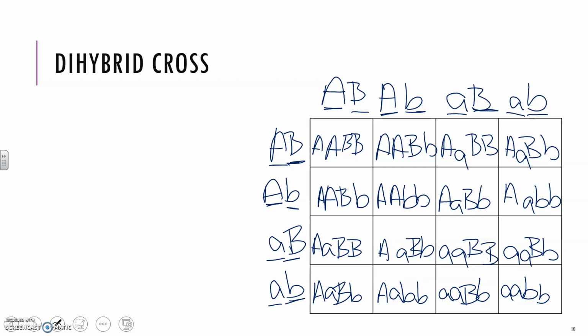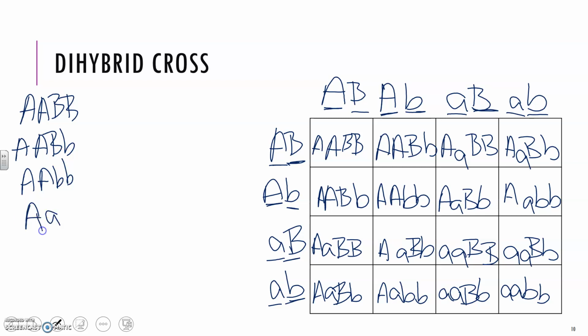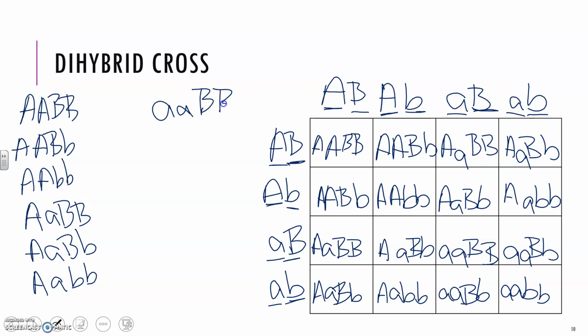Let's list out our different genotypes. So we have capital A, capital A, capital B, capital B; capital A, capital A, capital B, lowercase b; capital A, capital A, little b, little b; and then we start going heterozygous on the A's, and list out the 3 different combinations of B's that go along with that. And now we go homozygous with our A's.